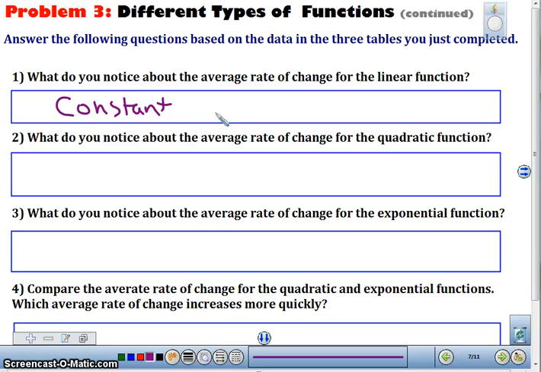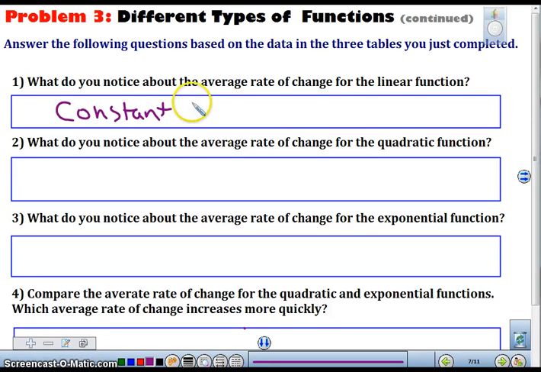Somehow it seems that my pen has died here, so I'm not exactly sure. All right, we'll try and continue. So constant, or it's that same number. Notice it was always a 3 in our case.